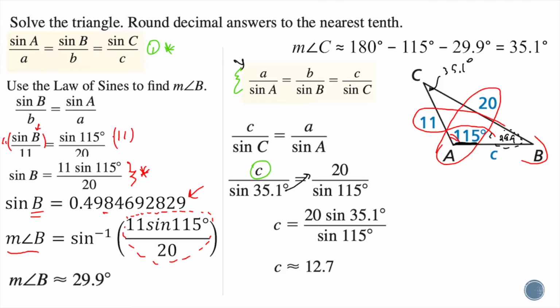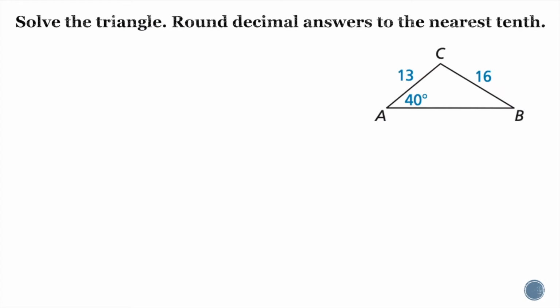Putting this in your calculator, you'll see that C is approximately 12.7. And there, now we solved my triangle. Let's look at another one. So here we're going to solve the right triangle. I want you to round to the nearest tenth.